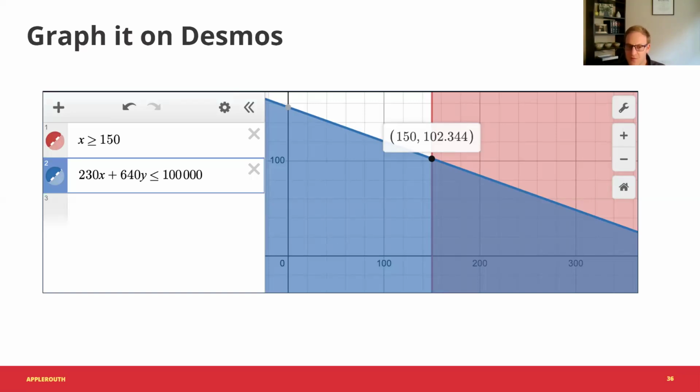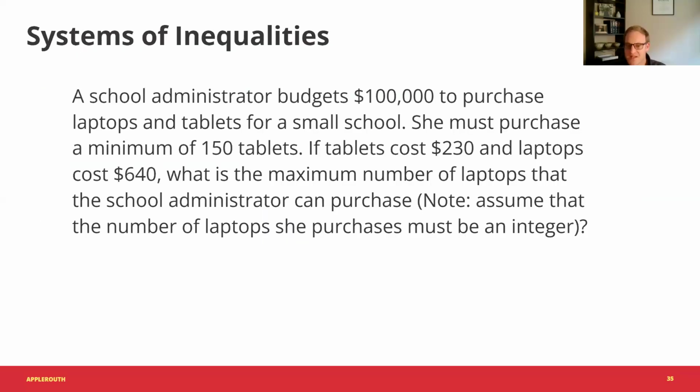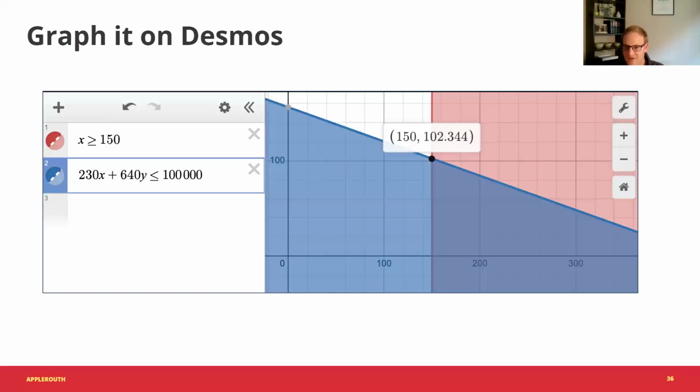What's nice here is you might not have understood everything or anything I said there, but if you just know how to set up the inequalities, you don't actually have to understand this question deeply. You can just graph it and think, okay, x was tablets, y was laptops, 102 is my maximum. That's the hardest one we've seen today, but we can make it pretty simple with Desmos.